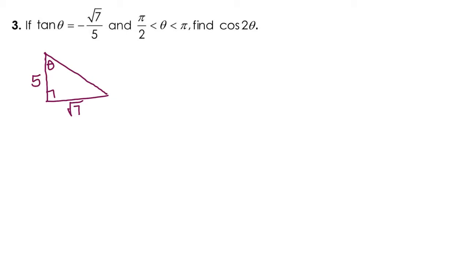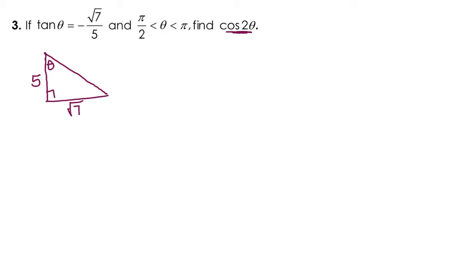And let's see, our sine is going to be negative because we are in, let's see, what quadrant are we in? We're going to be in the second quadrant, it looks like, from pi over 2 to pi. All right, so that's why tangent is negative. Let's go ahead and see for cosine of 2 theta, which one do we want to use?